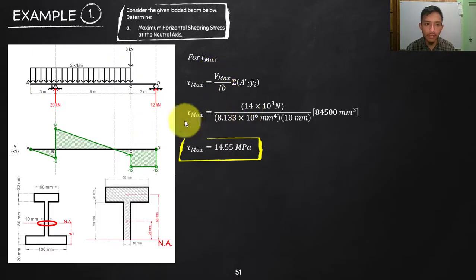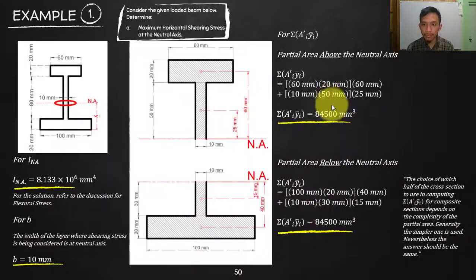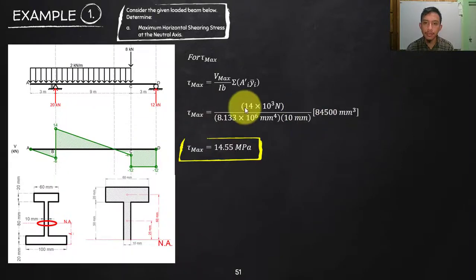Substitute. Vmax is 14 times 10 raised to 3 Newtons. Your I is 8.133 times 10 raised to 6 millimeter to the fourth. For your b there again, I will emphasize this one. The b is the thickness, or the width of the beam on the surface that we are considering, and that is the neutral axis, so that is the b, which is 10. And then of course this is what we solved a while ago, summation of your area times centroidal distance, which is the first moment of area. Substitute, calculate, that is 14.55 megapascal.